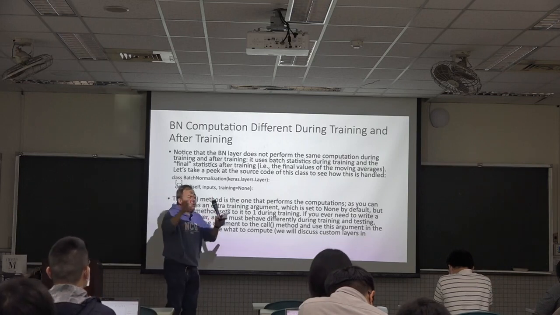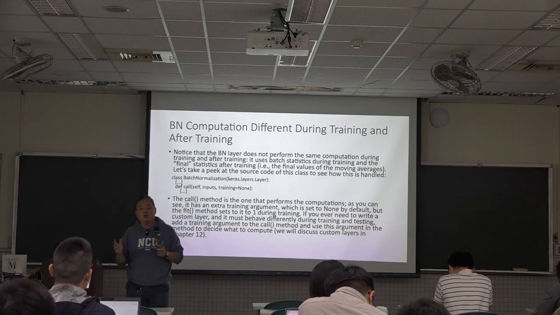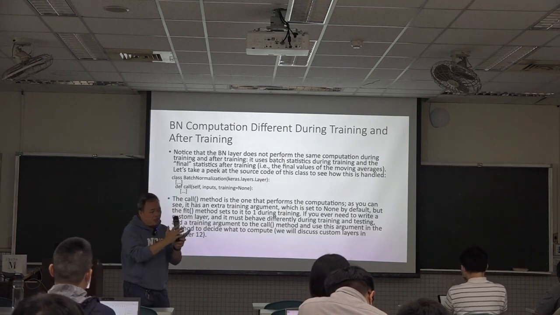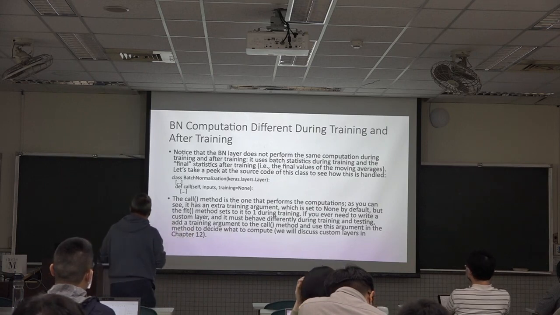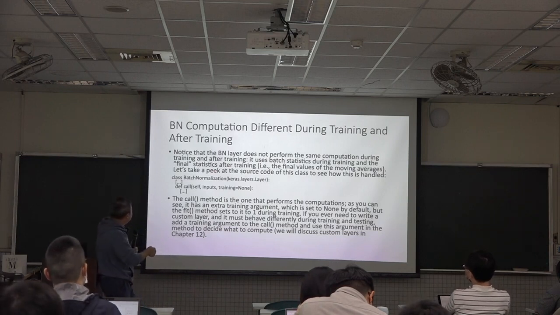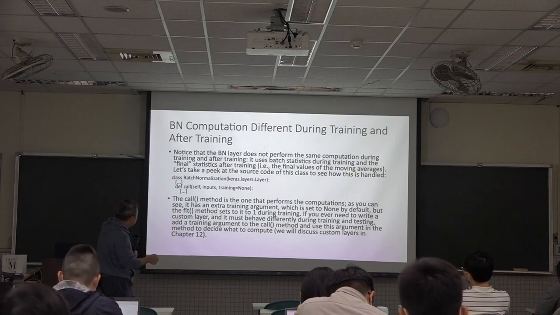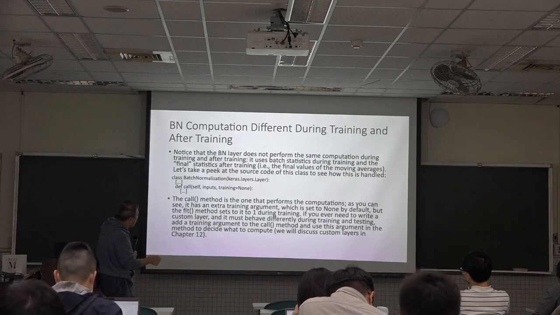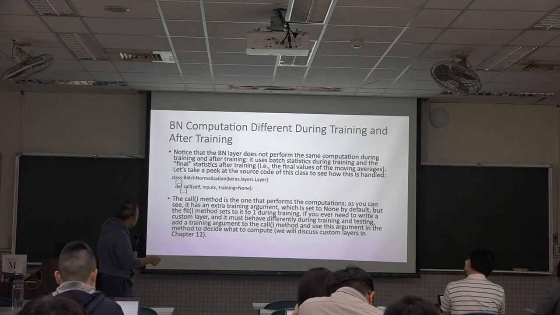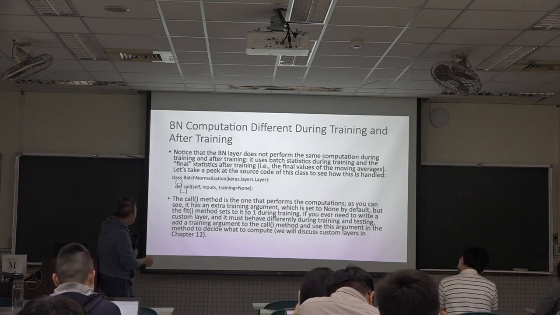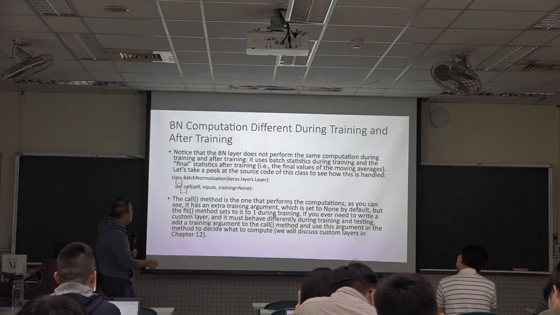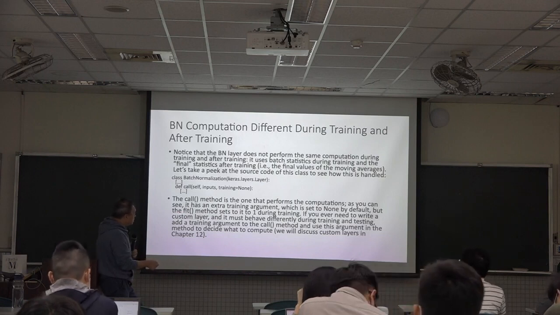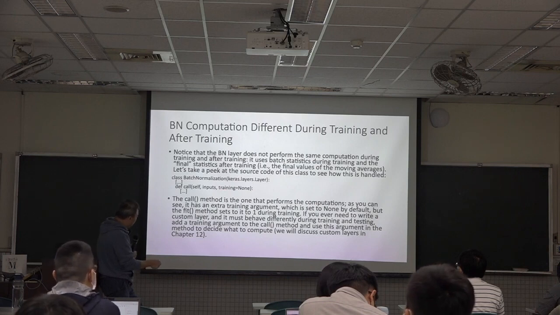Sometimes, when we write a program, we want to have control over it: during training we want it to do something, after training we want it to do something else. So how do we do that? It's like this. Class BatchNormalization subclasses the Layer, and then we define the call. In the call, we have a training argument, which is set to None. The training argument is going to be one during training, and it's going to be zero after training.